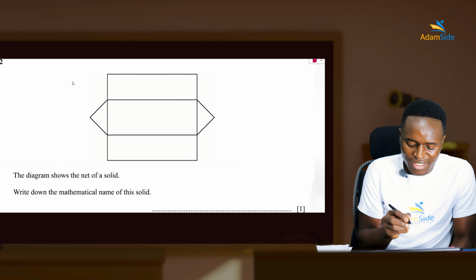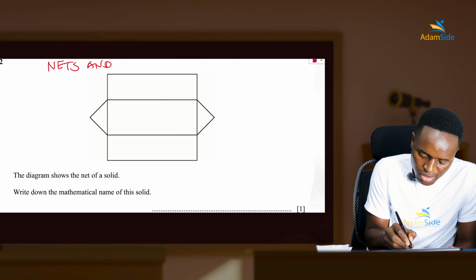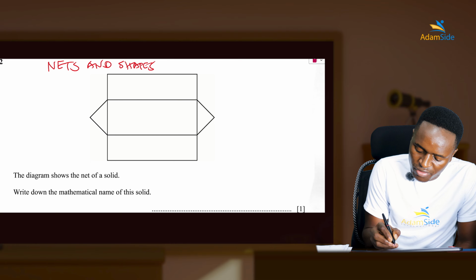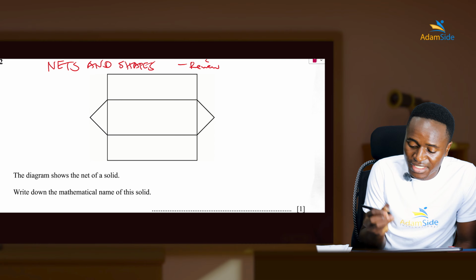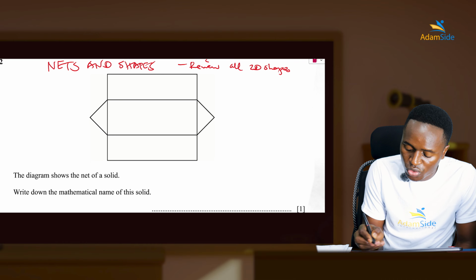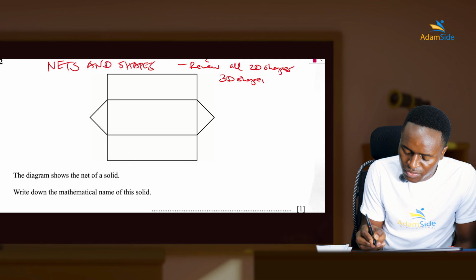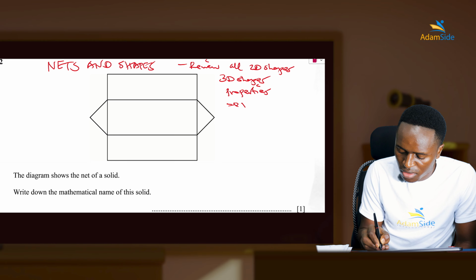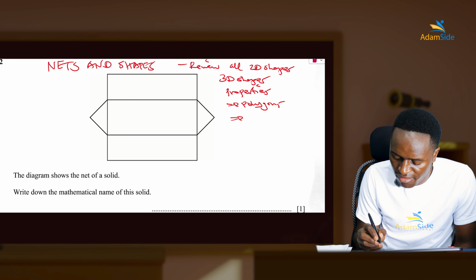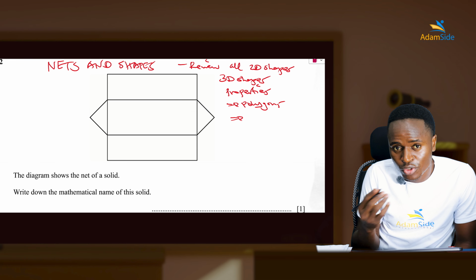This exam is easy. Still, we are in nets and shapes. So if you are preparing for the IGCSE exam, review all 2D shapes. You need to know all the 2D shapes, and then you need to know all the 3D shapes, and then review their properties, and then you can review polygons, and all the types of polygons we have, and even finding their interior angles and their exterior angles, the rules.